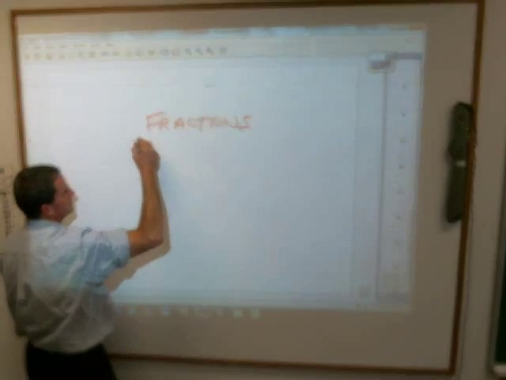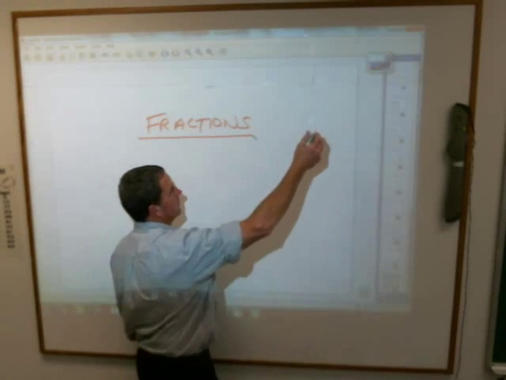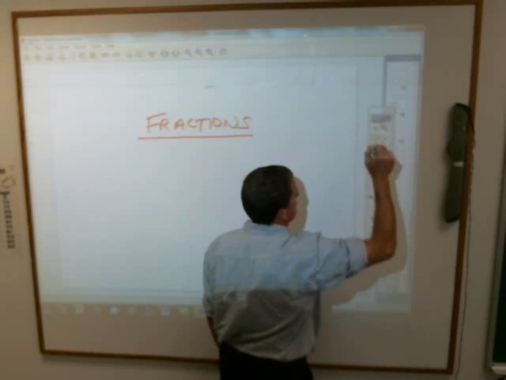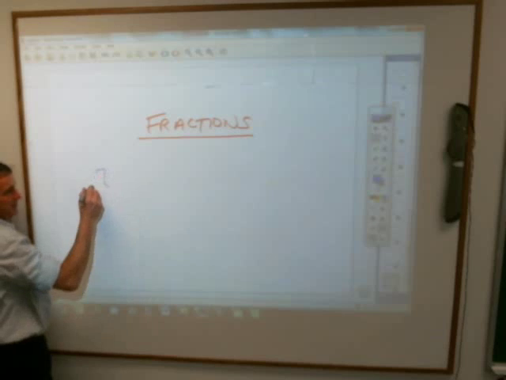Or fractional parts. I guess fractions right now. And first thing we always do here is review stuff that maybe you have forgotten in the past year. If you have a fraction, let's say you have 7/8.